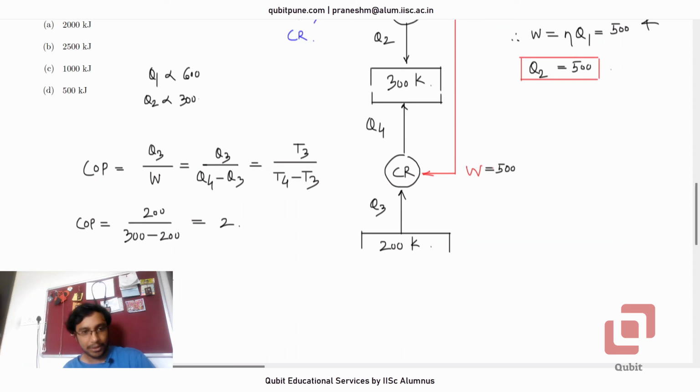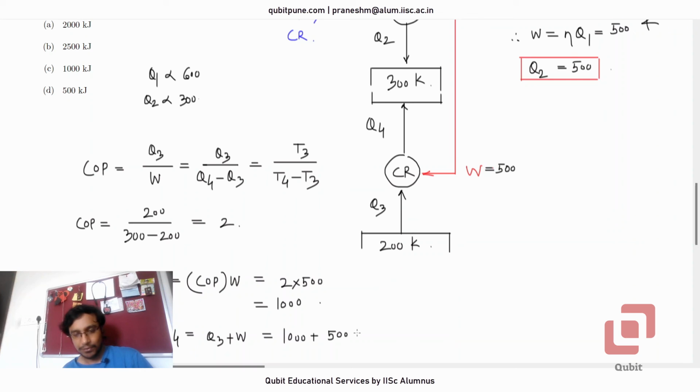So Q3, which is COP times W, will be 2 times 500. So Q3 will be 1000. But what is Q4? From the energy flow diagram, Q4 is Q3 plus W. Q3 is 1000, W is 500. So this will be 1500.